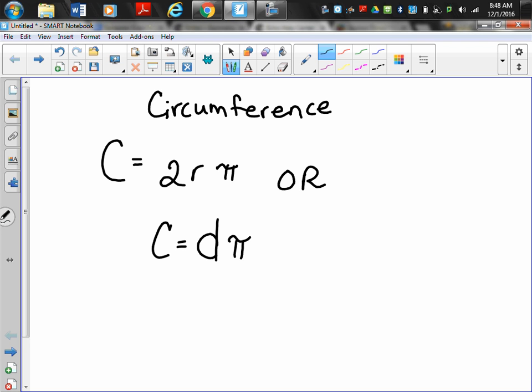So depending on which piece of information they give you, if they give you the radius, your formula is 2 times radius times pi. If they give you the diameter, the formula is diameter times pi.